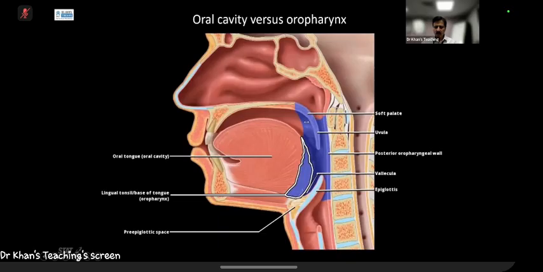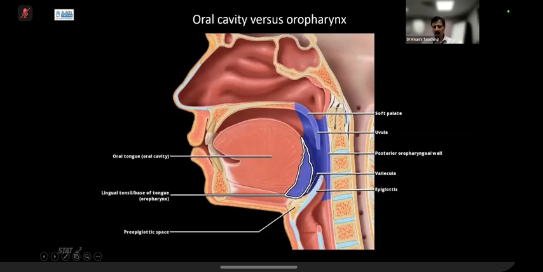Now, first of all, the boundary between the oral cavity and the oropharynx. If you see, this is the tongue, this is the oral tongue, which is visible when we do a clinical examination. And this portion is known as the base of tongue. Do not confuse the term base of tongue with root of tongue. Root of tongue is inside the tongue here. We did cover it in oral cavity. So this is the base of tongue where the lingual tonsil is.